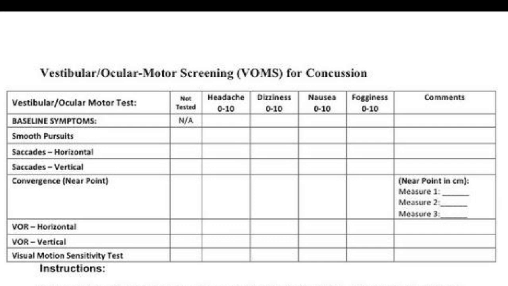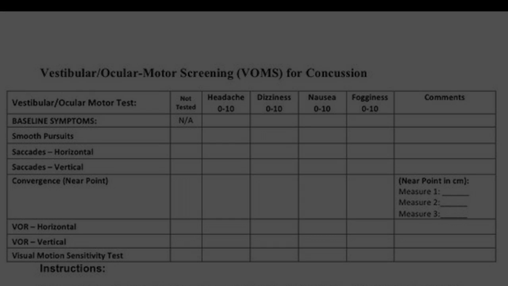The patient is to rate headache, dizziness, nausea, and fogginess as demonstrated on the chart shown. After baseline symptoms are recorded, we can start the first test. The first test is for smooth pursuits, which test the ability to follow a slowly moving target. The patient is seated with the examiner positioned in front of them.